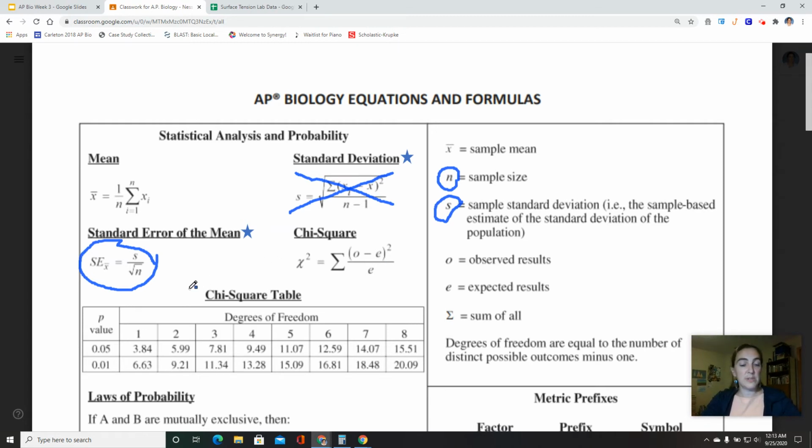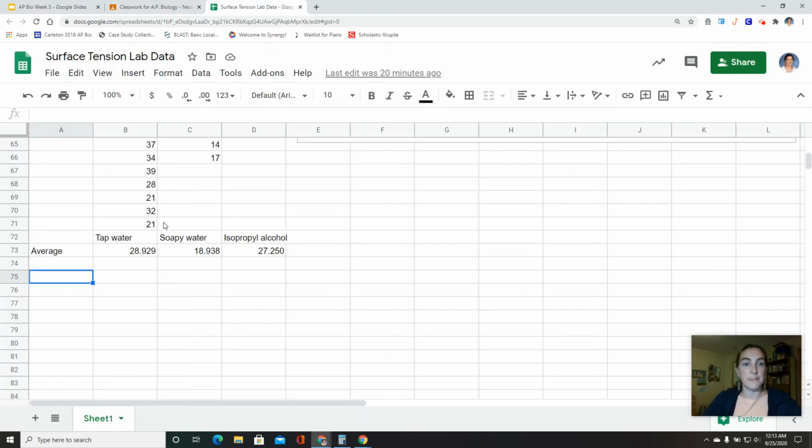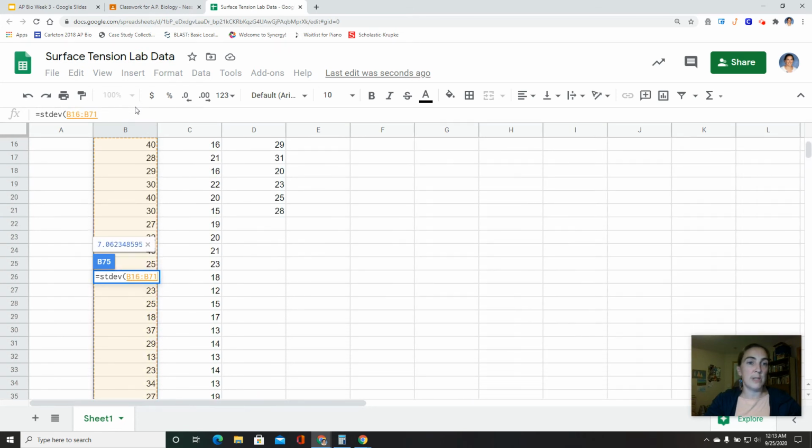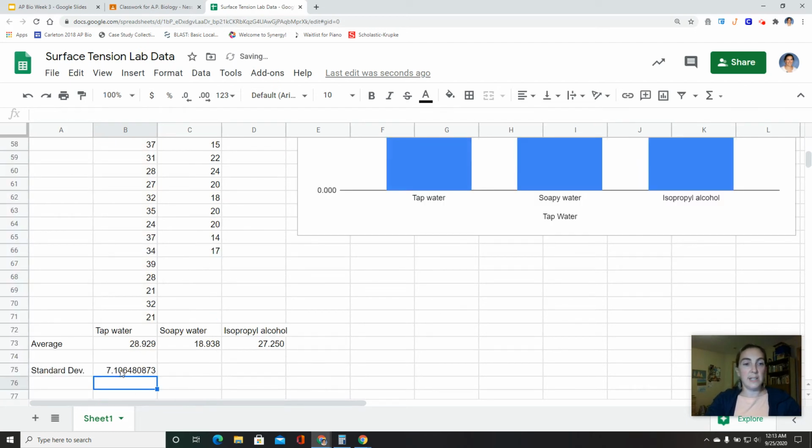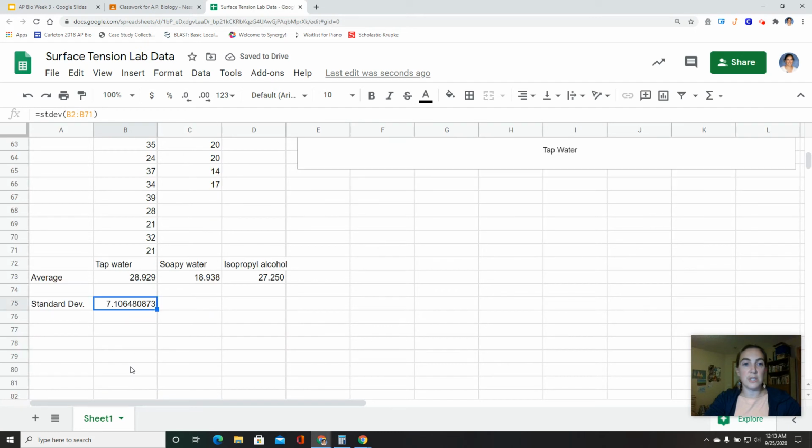So we are going to use this calculation and we're going to go back over to our data and try and figure this out. So first I'm going to calculate the standard deviation of each of these data sets. And I'm going to do this on a spreadsheet. There's a video that I will make available to you later that shows you how to do this calculation, depending how familiar you are with Google Sheets or Excel. It is actually really easy to calculate things like this. So this is our standard deviation down in the bottom left. For the tap water, it's about 7.1106.